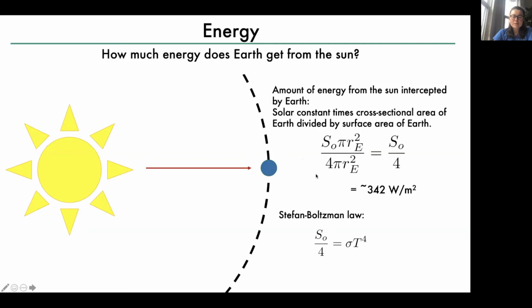And so the reason why we divide by the surface area of the Earth is because every day the Earth is rotating, so both sides of the Earth are actually getting sunlight. So the amount of energy from the sun is being intercepted by the entire surface area of the Earth, but it's only hitting half of the Earth at once. So that's why we take this cross-sectional area and divide it by the total surface area. And that gives us a value of 342 watts per meter squared.